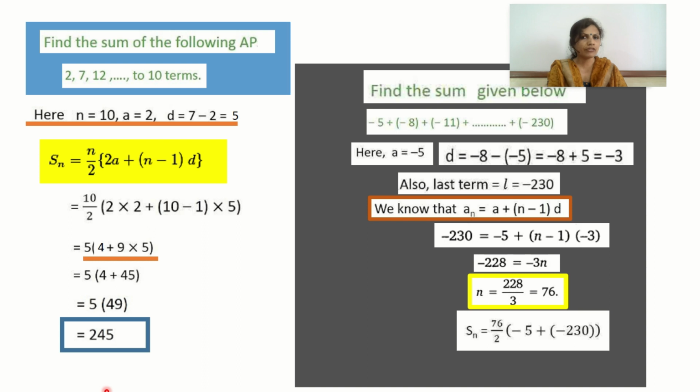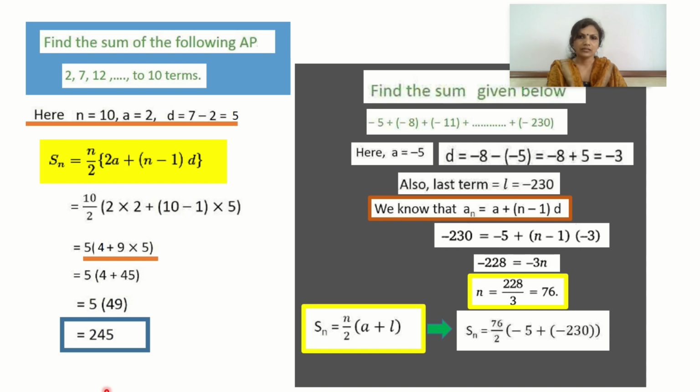Now since we have the first term and we have the last term, we can make use of the formula Sn is equal to n by 2 in the bracket a plus l. Alright, convert this formula for S76 because we know that we have 76 terms here. So S76 is equal to 76 upon 2 in the bracket a is minus 5 plus l is minus 230.